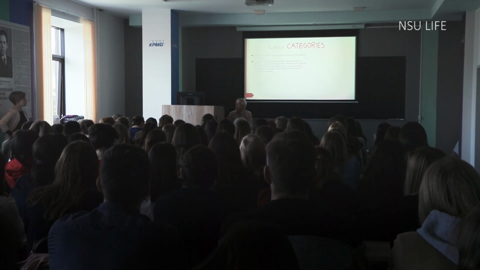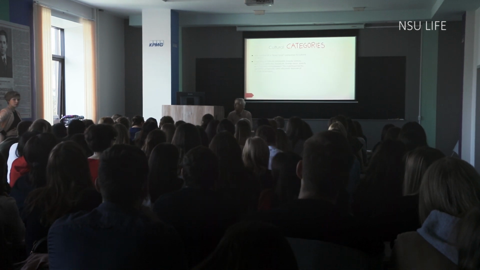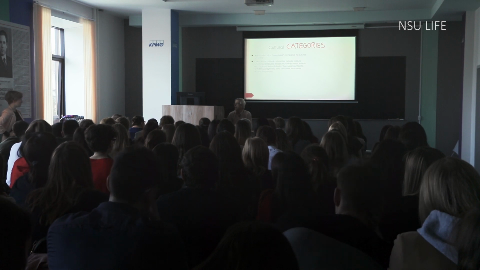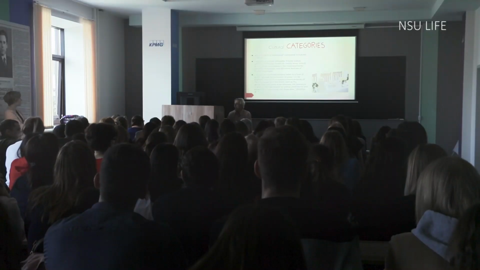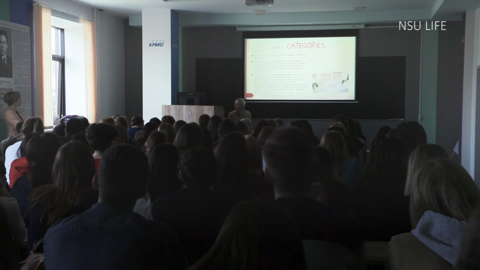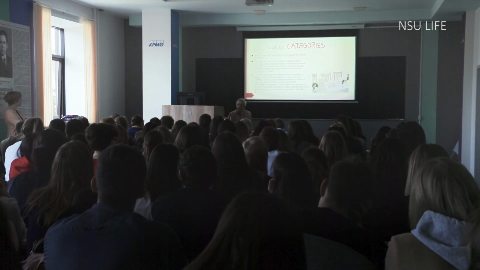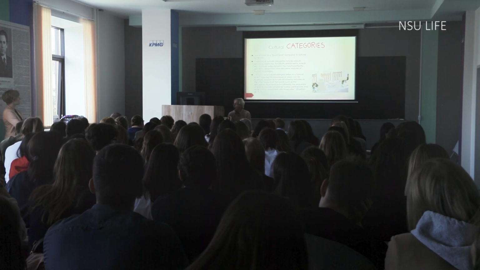Cultural categories are situated at a lower level compared to cultural schemas, and examples of cultural categories include colors, emotions, attributes, foodstuffs, kinship terms, events, etc., that have reflections in the language. An example again: here Sharifian opposes wedding as a cultural category to wedding as a schema. As a cultural category, it refers to a type of event, an event that is different from the engagement that precedes it, or from dining out, or from divorce, obviously.